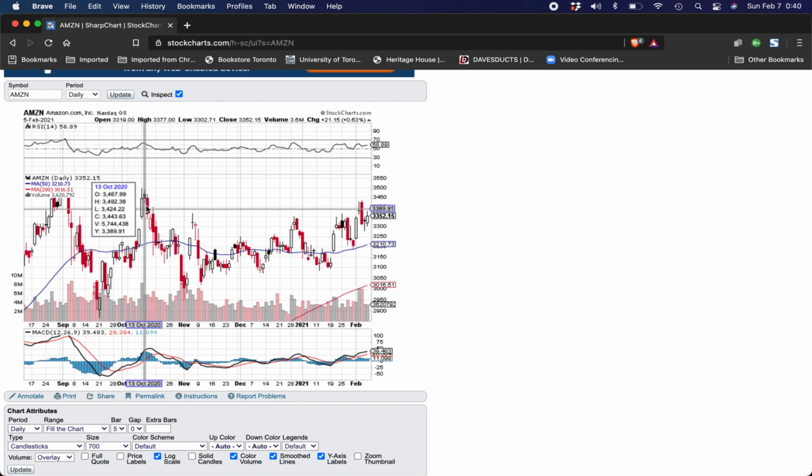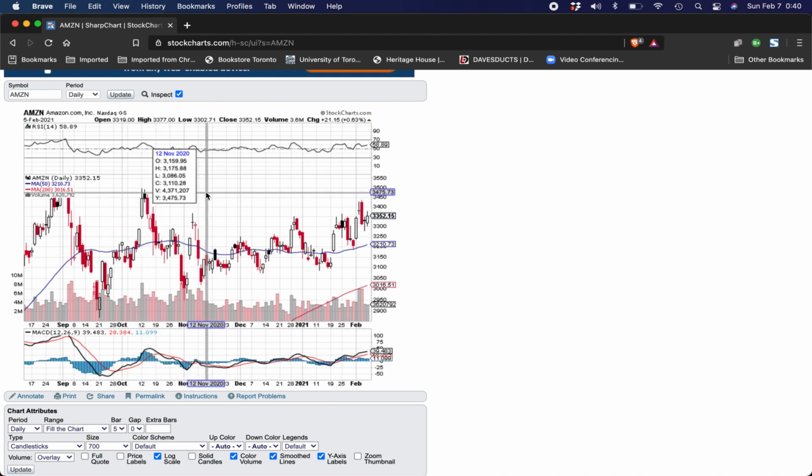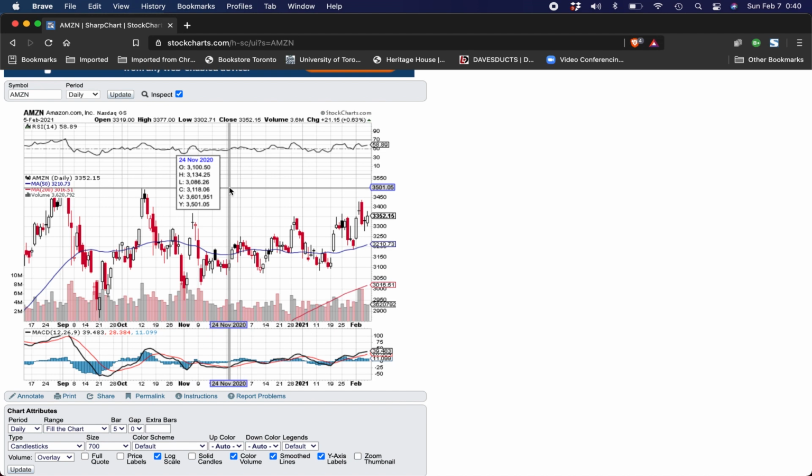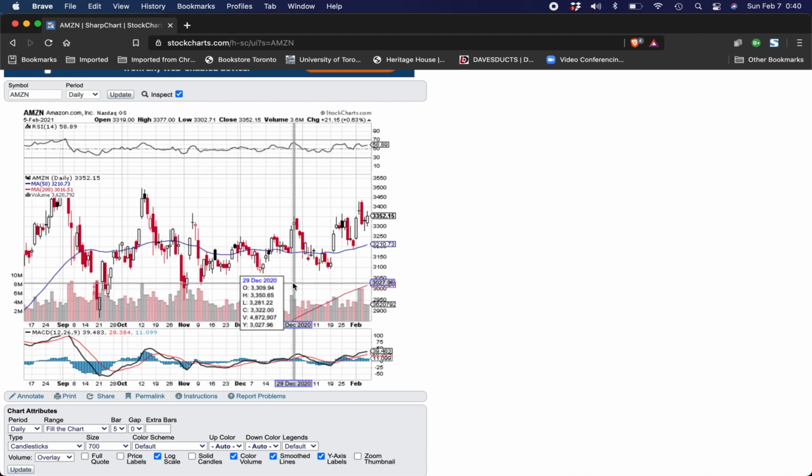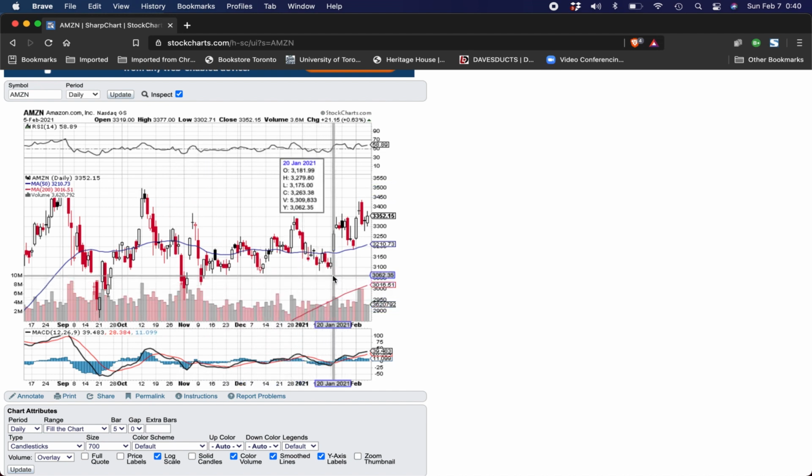And for resistance, I'd say maybe, okay, let's say 3450. Around 3450 is a good resistance. It could go up. Well, 3450, you can even say 3500 perhaps as a resistance. So I'd say it's range bound between 3100 and 3500. So in this case, Amazon turned out to be a range bound stock, so it was somewhat easy to glance at the support and the resistance levels.